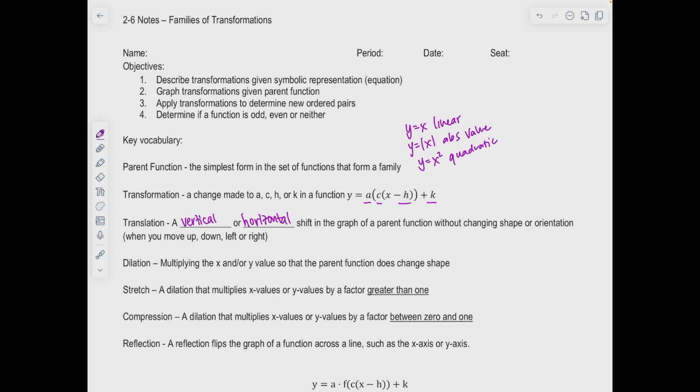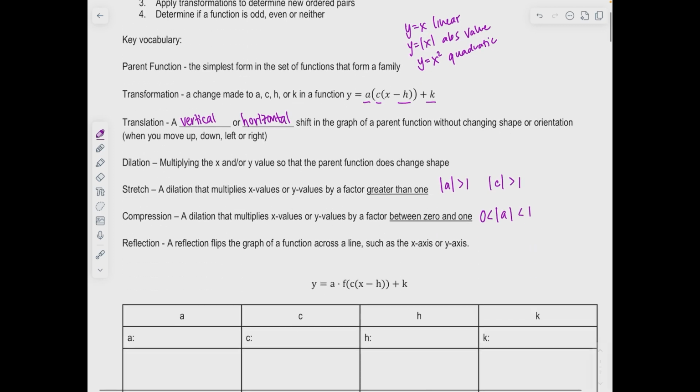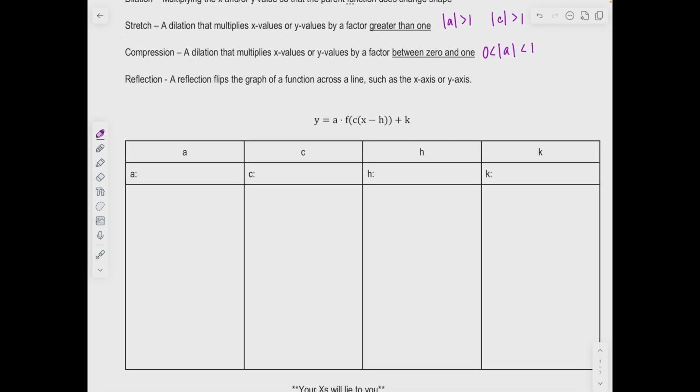Okay. A dilation is when you multiply the x and or the y value so that the parent function does change its shape. A stretch is a dilation that multiplies by a factor that's greater than 1. And so for this, if your absolute value of a is greater than 1, or your absolute value of c is greater than 1 as well. Okay. Your compression is when it's between 0 and 1. So if your factor is between 0 and 1, it's going to be a compression. And then a reflection. So a reflection flips the graph of a function across a line such as the x or y axis. These are the different ones that you'll be familiar with.